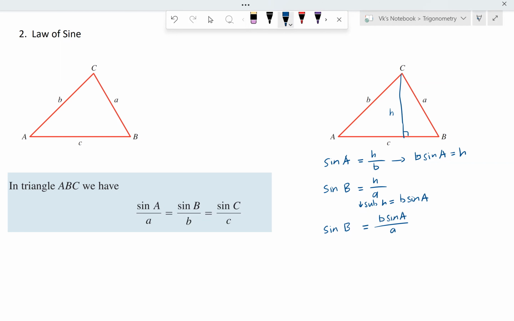From here, we multiply both sides by 1 over B. And this gives us sine of the angle B over B equals sine of the angle A over A. We can get the remaining equality by moving the base of the triangle to be AC and BC.